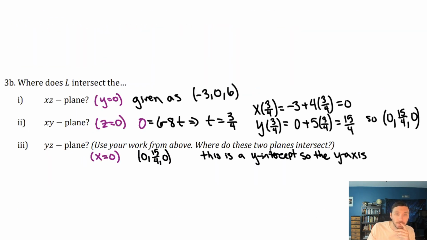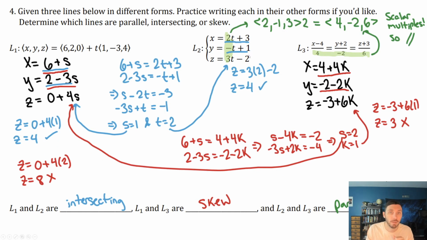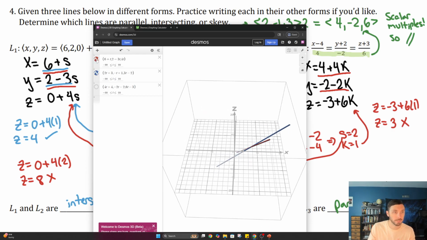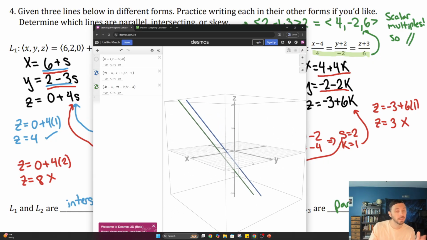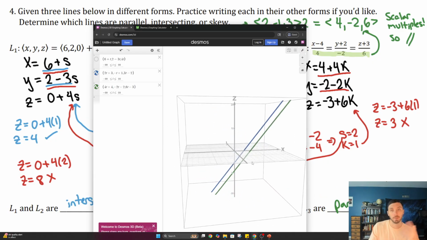Okay, so the point that we're aware of for L2 is 3, 1, negative 2. The point that we're aware of for L3 is 4, negative 2, negative 3. Those are not the same points. So dead in the water. What we have here is 2 parallel lines. They have the same slope, but they don't intersect at that same kind of starting point. So they go on forever thereafter.